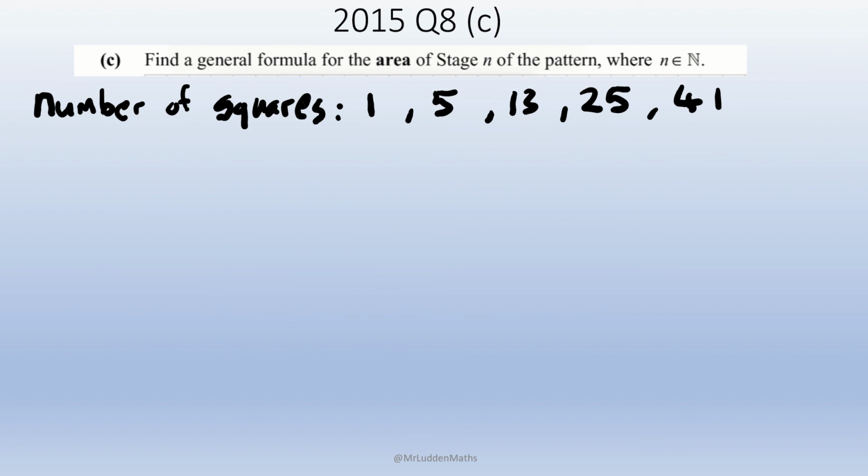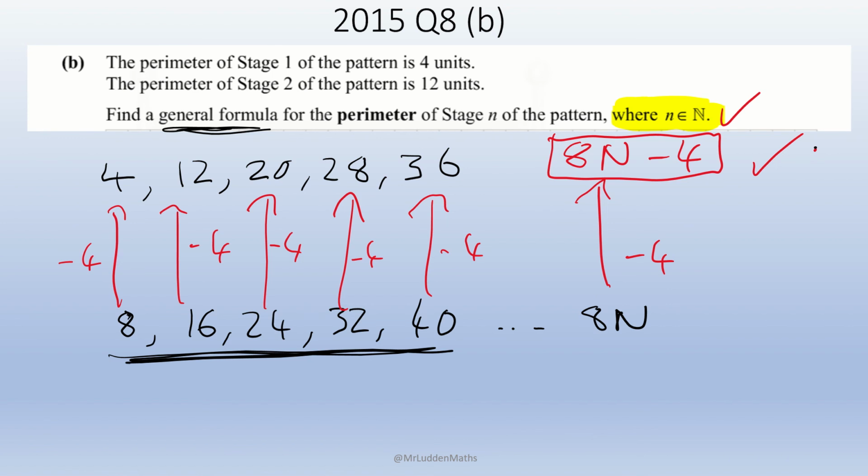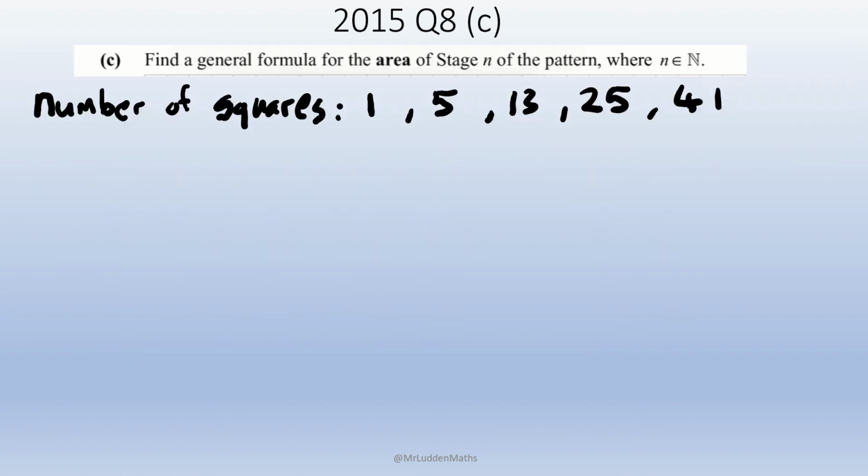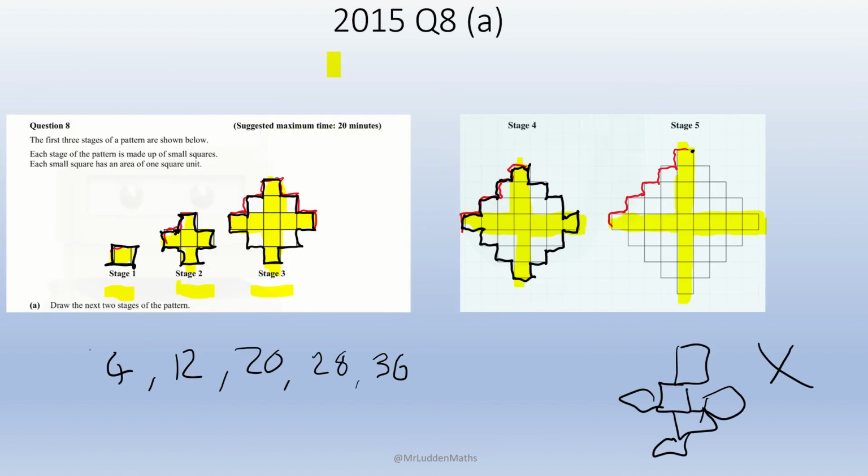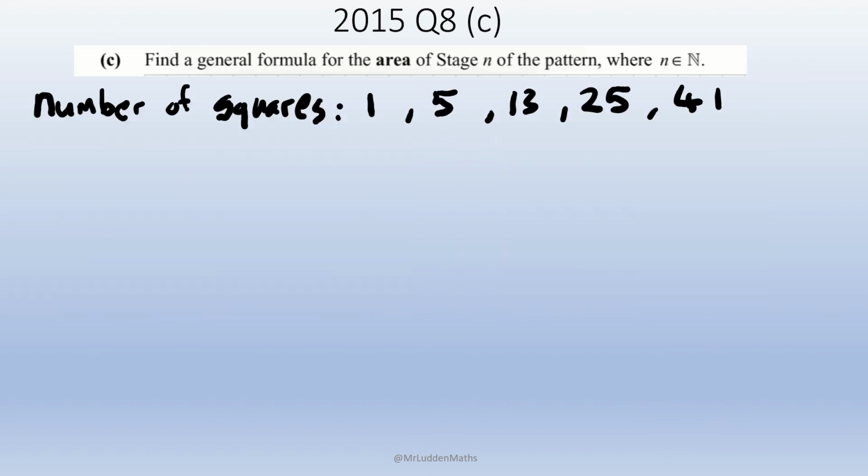2015 question 8 part C says find a general formula for the area of stage n of the pattern. So the area now, not the perimeter. The perimeter is what we did in part B. That was the perimeter. This here is the area. So just going back to the question, we're counting up the actual squares in all our patterns. So I did that already and I got 1, 5, 13, 25, 41.